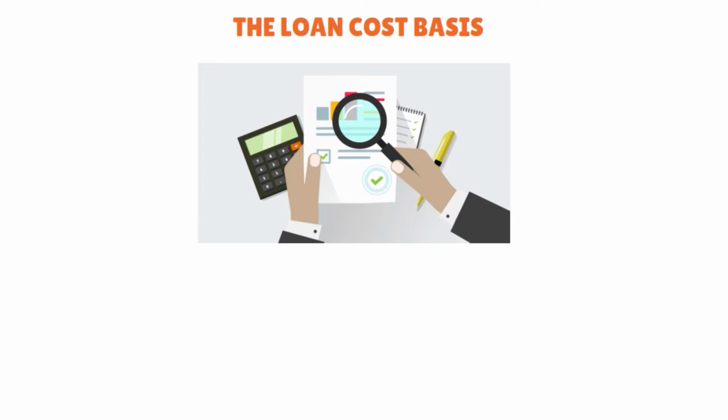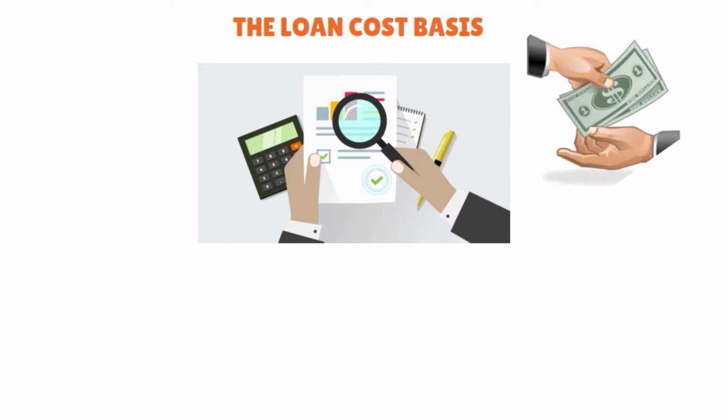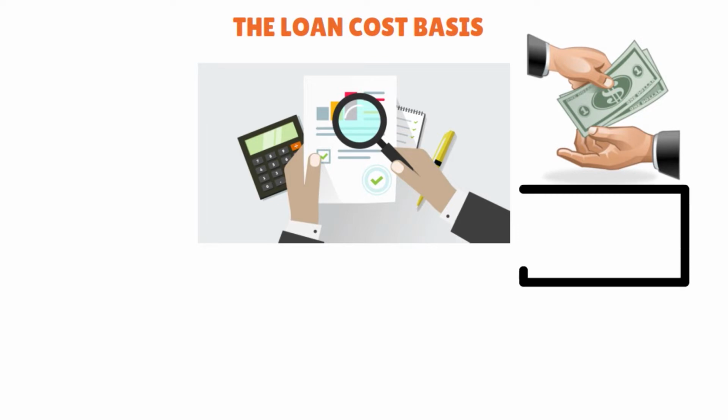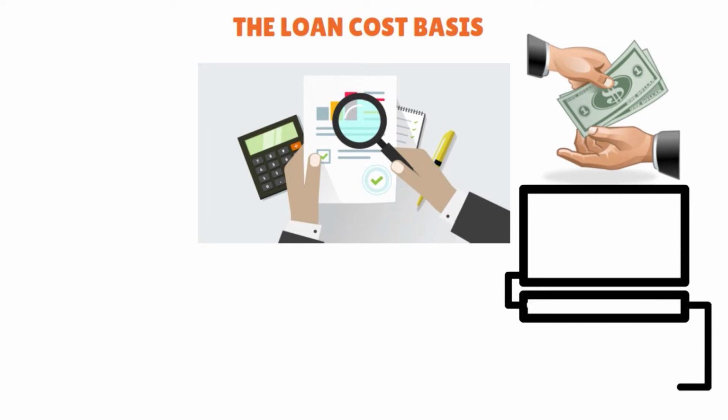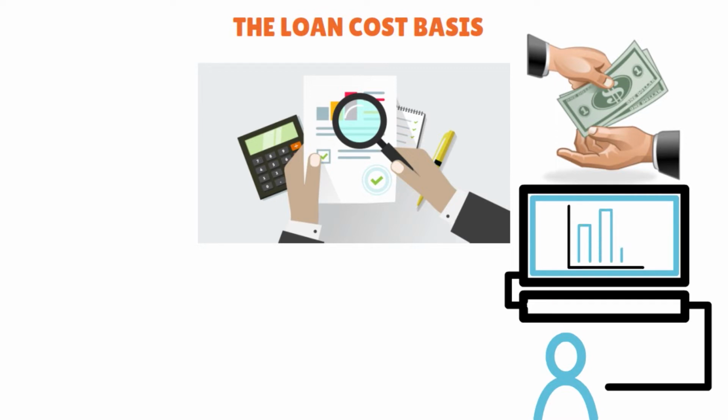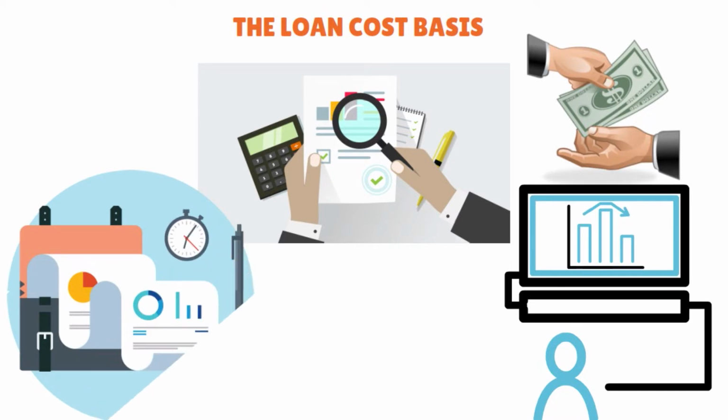So once you calculate the loan cost basis, you need to determine your annual amortization, right? When accountants talk about amortization, it's basically the same thing as depreciation. It's just the depreciation method for intangible costs. Intangible means things like patents, anything that is not tangible, non-physical costs.